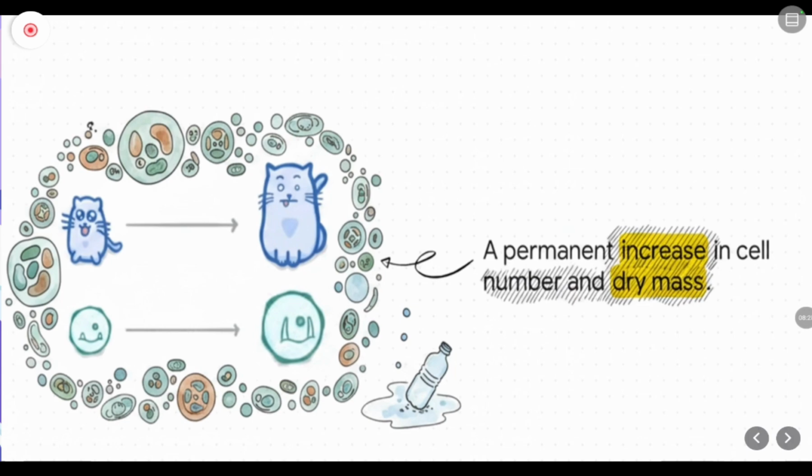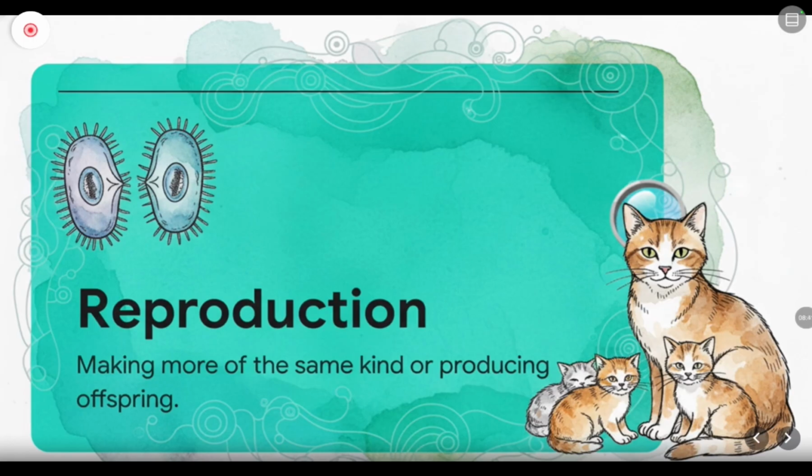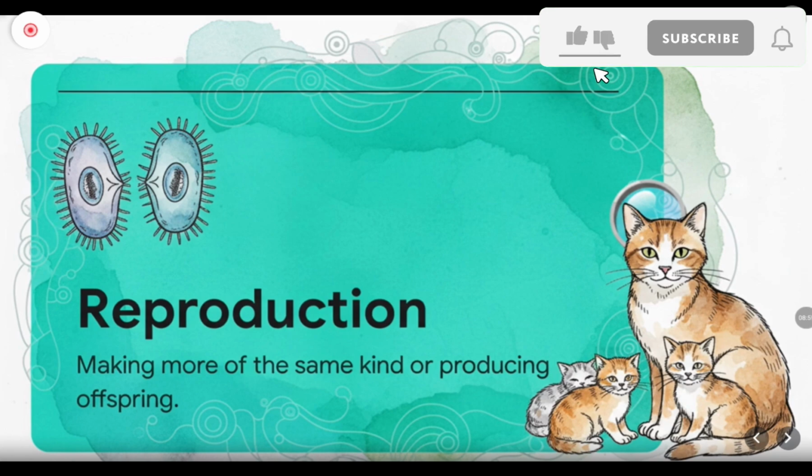Now growth is a permanent increase in cell number and dry mass. You can see this cute cat sitting here, and now that cat has grown. It is a permanent increase in size. It does not return to its normal size. Reproduction is making more of the same kind, or producing offspring. This cat produces another offspring, which are small cats. So reproduction is making more of the same kind of organism, more cats from the mother cat.